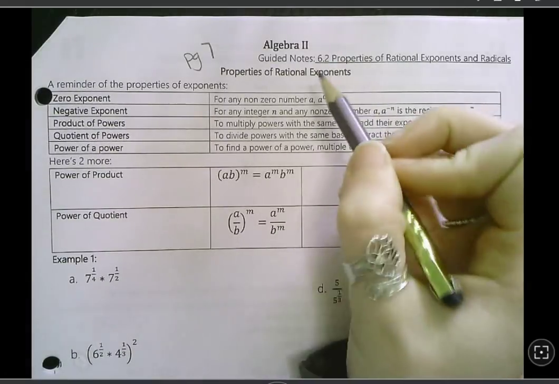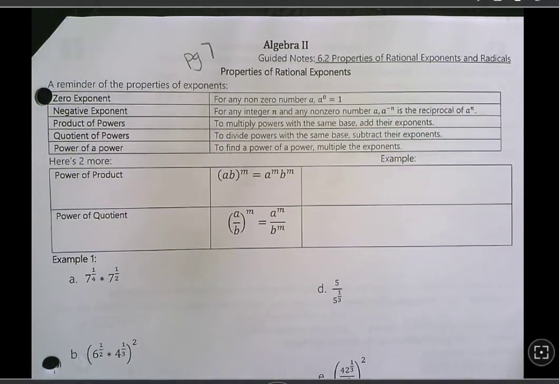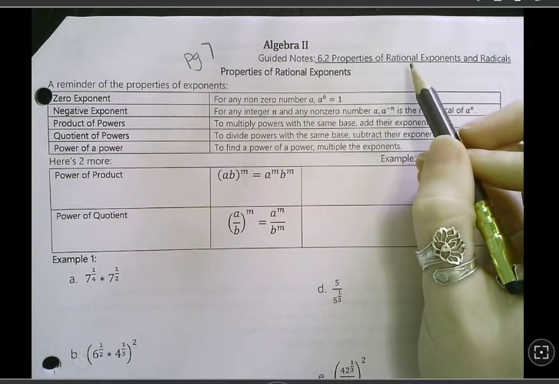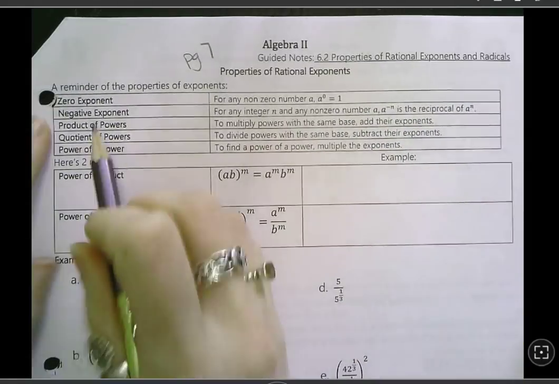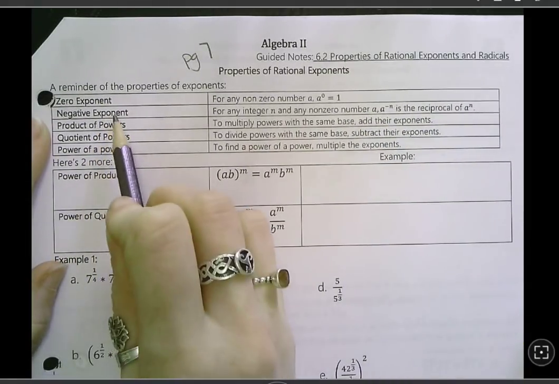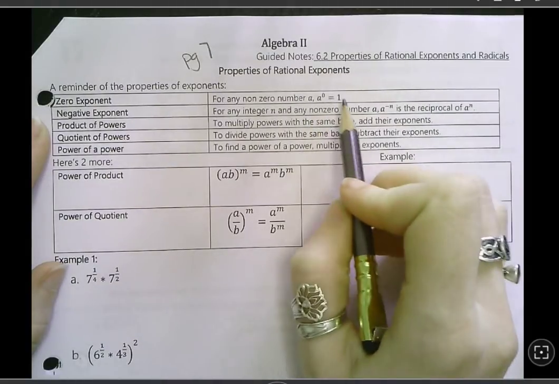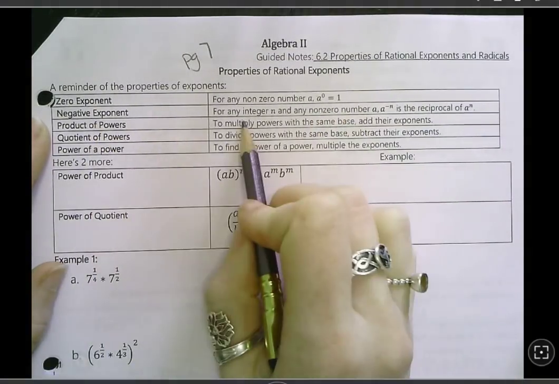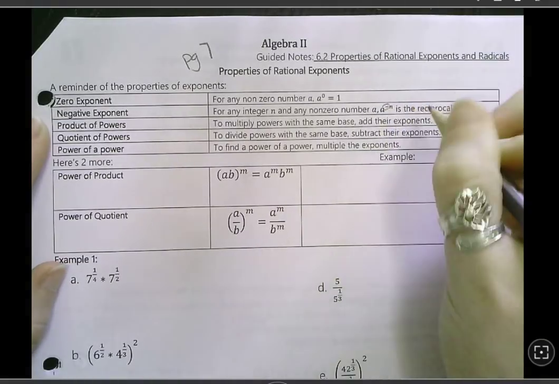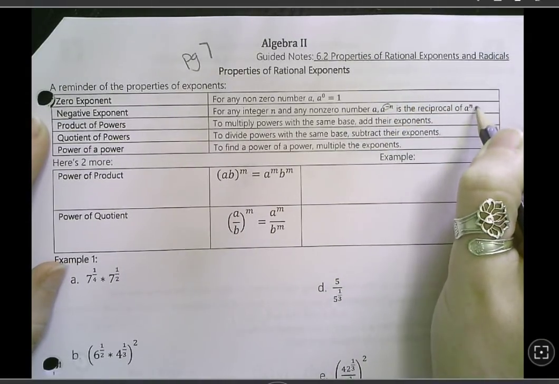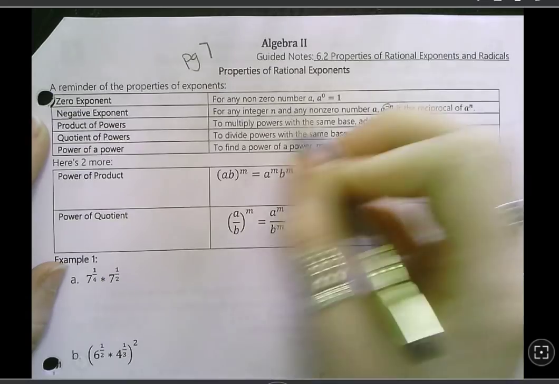Alright, so now this is going to be lesson 6.2. We're going to go over those properties of our exponents again, and then how that changes when we're doing it with our rational exponents a little bit. So our rules all apply still. We have our zero exponent, anything to the zero power is 1. Negative exponent, that's the one we learned last lesson. When we have the negative here, we take that reciprocal and it's to the positive now.